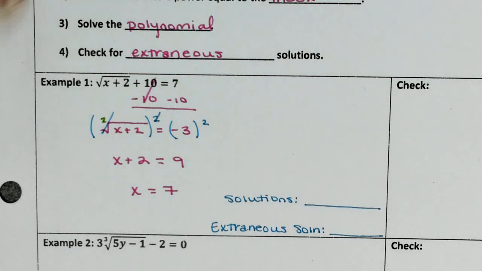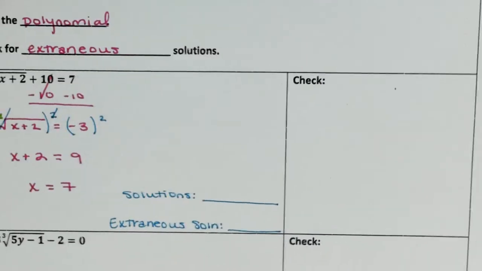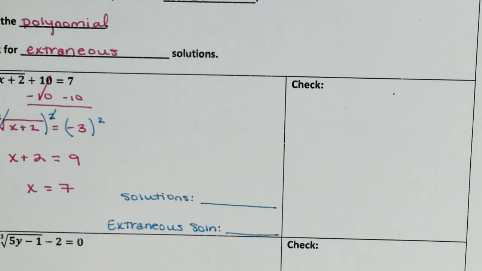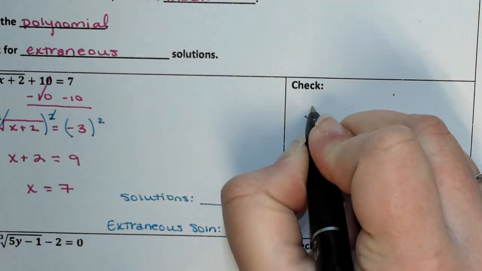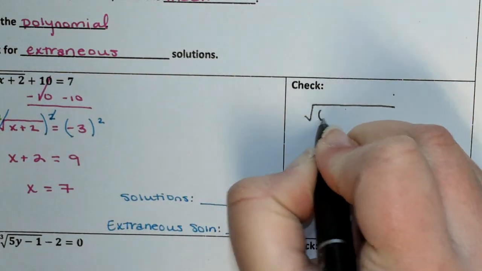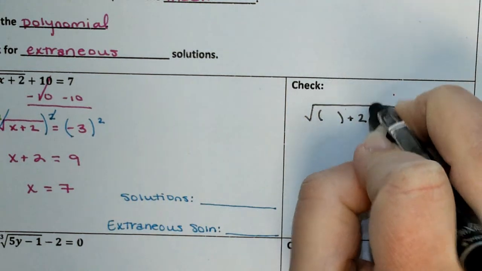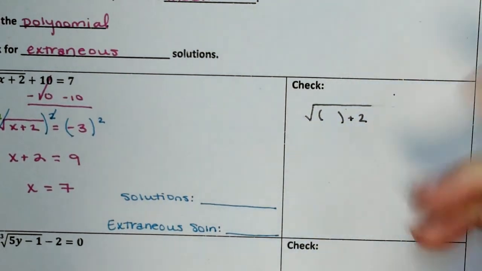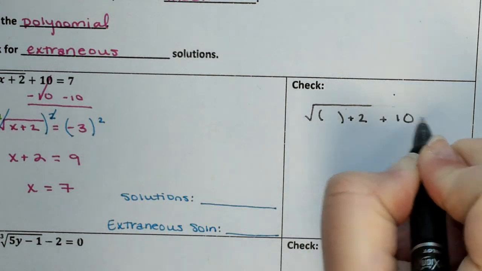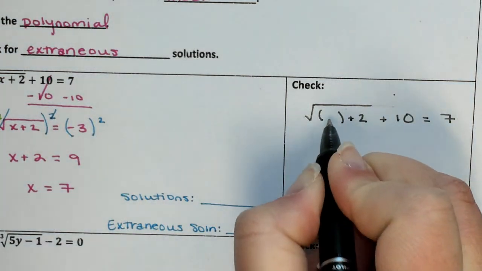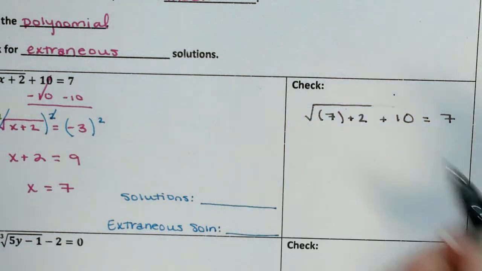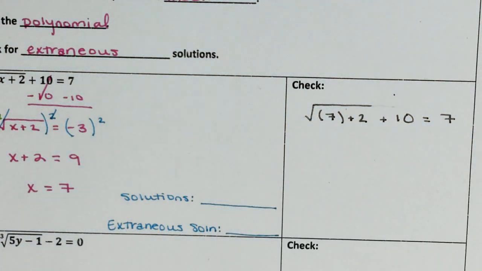So, we have to check and plug in the solution that we got to see which one it's going to be. So we take our original, the square root of x plus 2 plus 10 equals 7. And the x that I found was 7, so that's what I'm going to substitute in.